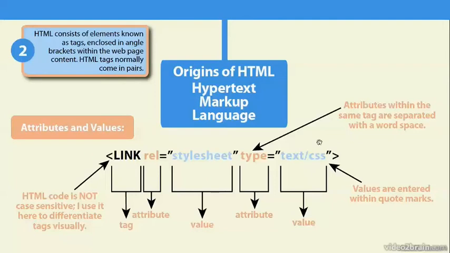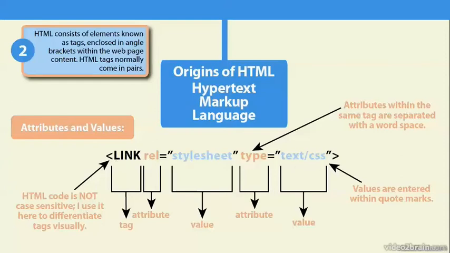So let's dive in and look a little bit closer at HTML tags. We also have things called attributes and values. So you can see here I've got the link tag within the angle brackets, but I've also put things called attributes and values in here. So an attribute is an option for that tag, and then the value tells you which option we used. HTML code is not case sensitive, by the way. I use caps here to differentiate tags visually. For example, some hand coders like to make the actual tag name caps and use lowercase for the rest of it.